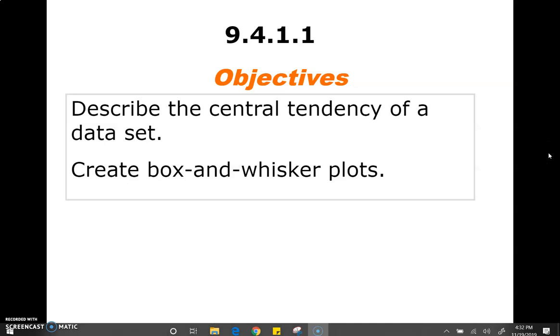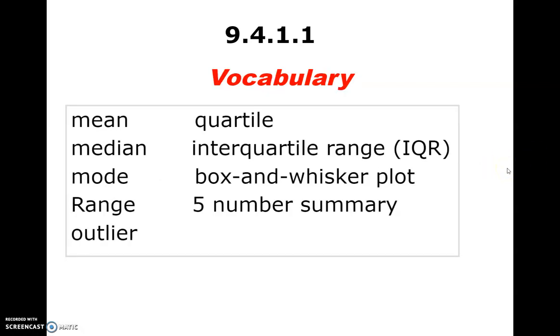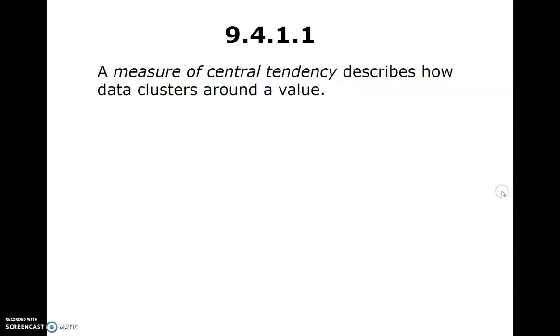In today's lesson, you'll be able to describe the central tendency of a data set and then create a box and whisker plot. And here's a bunch of vocab that we'll learn about. Mean, median, and mode, range, maybe outlier should all seem familiar to you from middle school. Quartile could be familiar, might be a new word. Interquartile range, abbreviated as IQR, we'll learn what that is. Box and whisker plot, and then we'll talk about the 5-number summary.